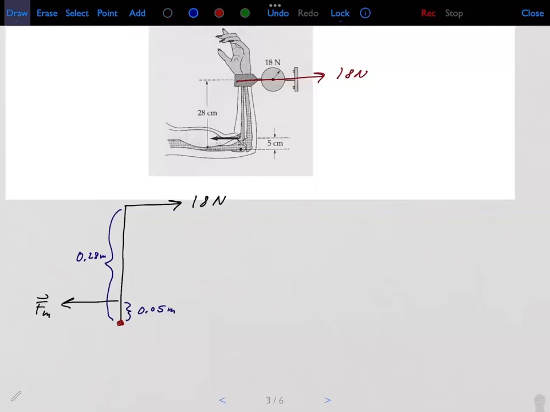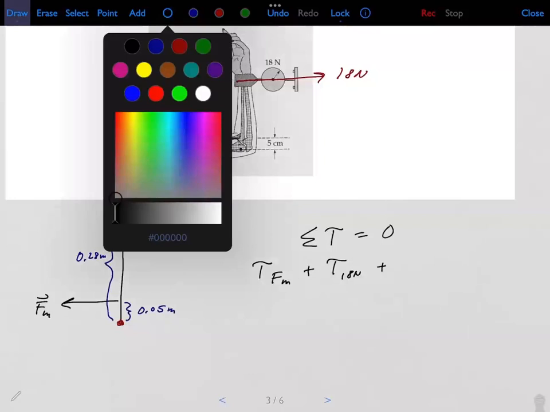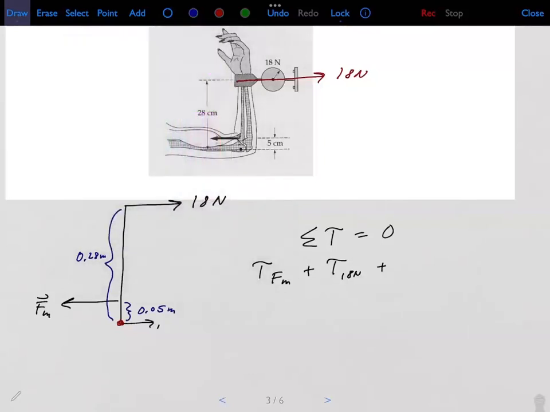Okay, they're just holding it there, so it's an isometric contraction. So definitely it's in rotational equilibrium. So we know that the sum of the torques should equal 0. So I'm going to have a torque due to the muscle force plus a torque due to the 18 newton force plus there's really a force here at the elbow joint. You can think of this as a joint force. I'll call it Fj.